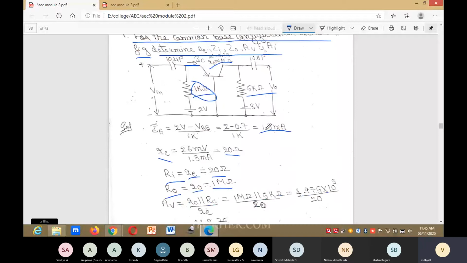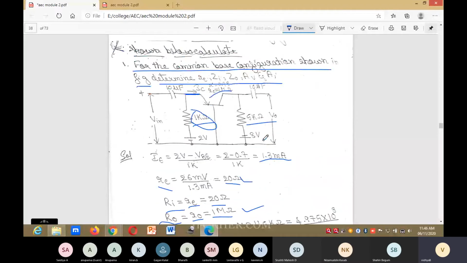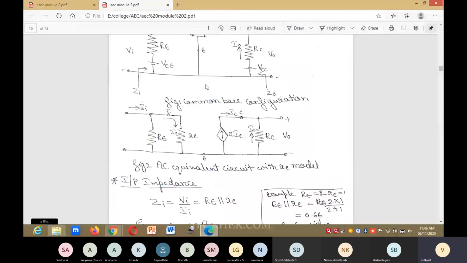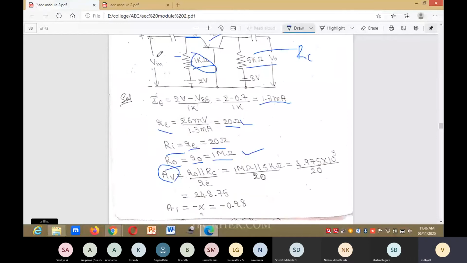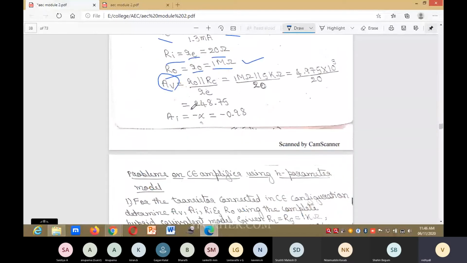AV, that is voltage gain, is equal to R naught parallel with RC divided by small RE. We know the value of R naught and we know the value of RE and also we know the value of RC. So substitute 1 mega ohm parallel with 5 kilo ohm divided by 20. Okay, this is the RC value. You can observe the circuit. This is the RE value, capital RE. Okay, AV value you will get 248.75.